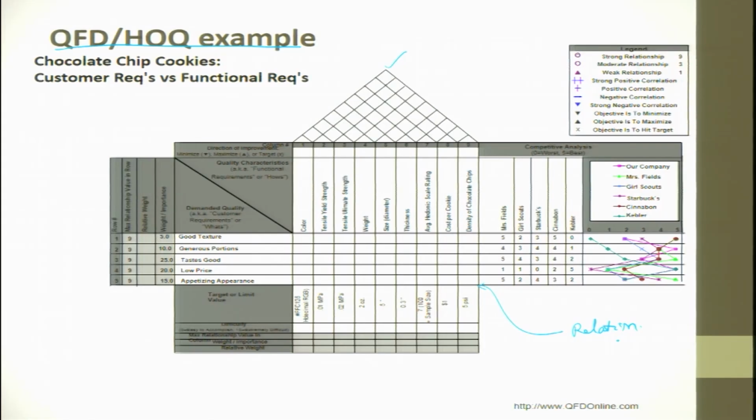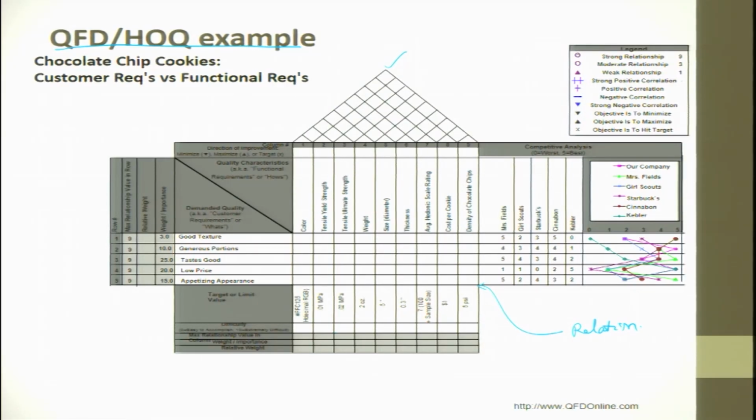Okay, and this is the competitive analysis, and these are the companies, and these are the target values whatever we have put here, and these are the difficulties in achieving the target. This is the maximum relationship value you get. Then you have weightages, and then you have relative weightages. With that you try to draw a house of quality. So here is an example.